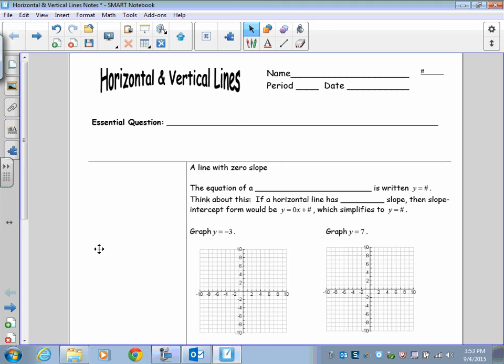Our essential question for today is, how do I graph and write equations for horizontal and vertical lines?